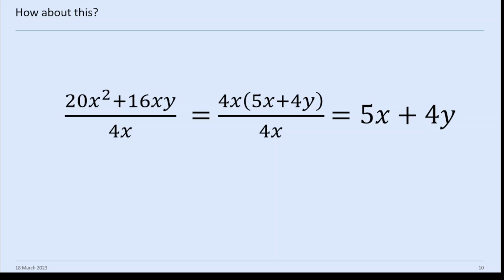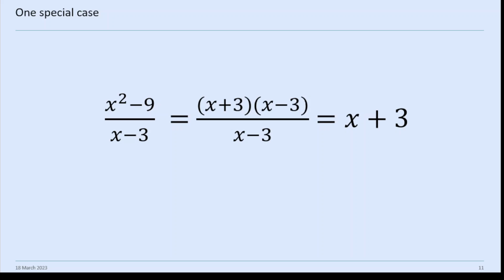Okay, how about this one? 20x squared plus 16xy over 4x. Well, I think we saw earlier in the video that 20x squared plus 16xy is 4x times (5x plus 4y). So it's 4x times (5x plus 4y) divided by 4x. So the 4x just cancels. We can divide the top and bottom by 4x. So this pretty complicated expression on the left actually boils down to 5x plus 4y, which is much easier to understand, much simpler.